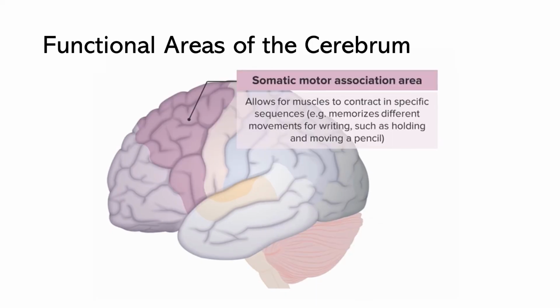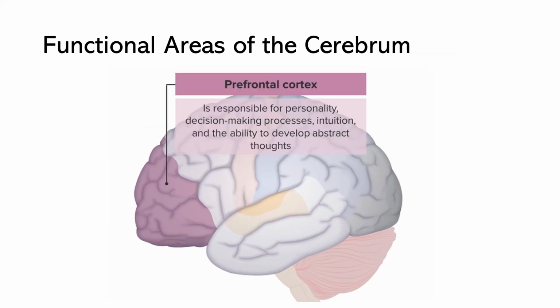Another association area is the somatic motor association area, also known as the premotor area. This area allows for muscles to contract in specific sequences, and it creates a memory bank for these movements. So, for example, in order to write your name, you have to memorize all the different movements that your hand needs to make with the pencil, from holding the pencil to all of the different ways that you move your hand in order to write your name. You don't remember that because you were really little when you learned how to do that. But for those of you who have kids, be super patient. Their brain has to memorize every single step of the process.